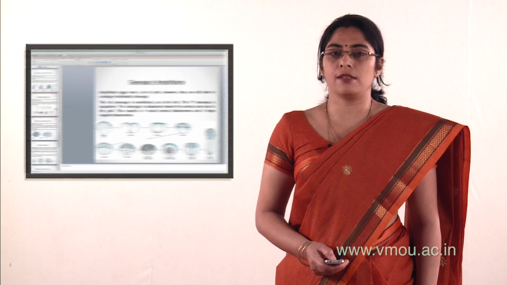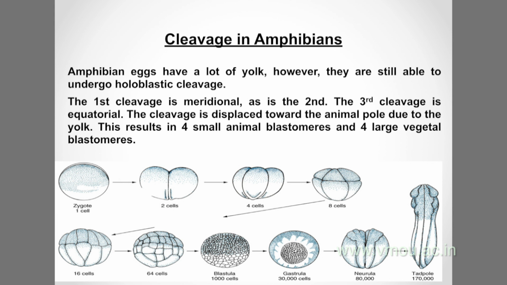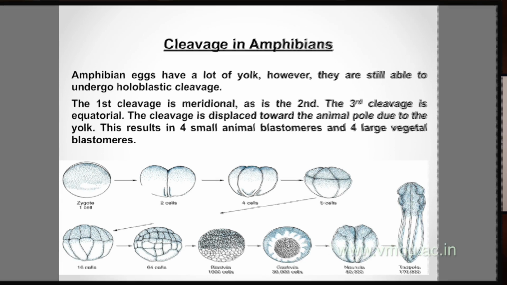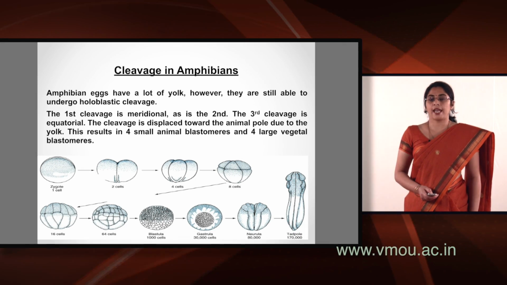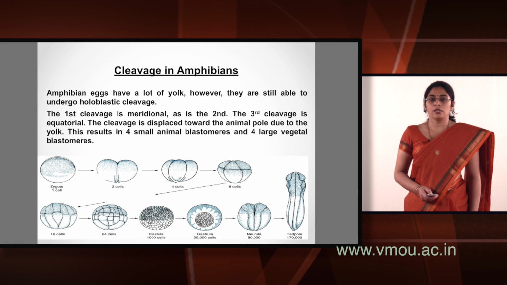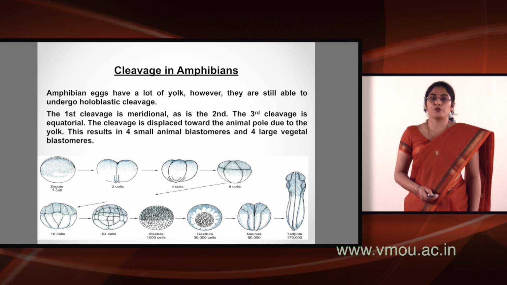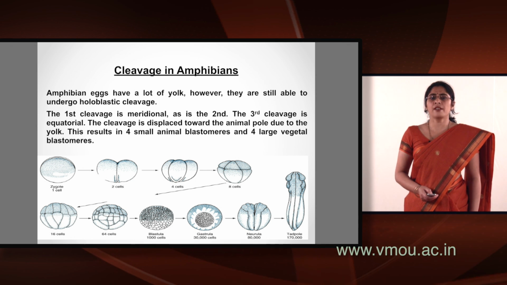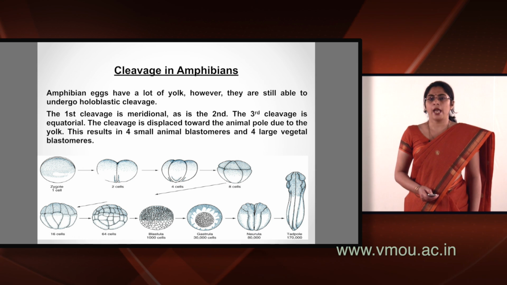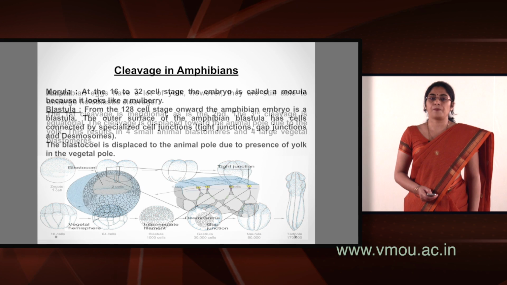Cleavage in amphibians. Amphibian eggs have a lot of yolk, however, they are still able to undergo holoblastic cleavage. The first cleavage is meridional, as is the second. The third cleavage is equatorial. The cleavage is displaced toward the animal pole due to the yolk. The result is 4 small animal blastomeres and 4 large vegetal blastomeres.